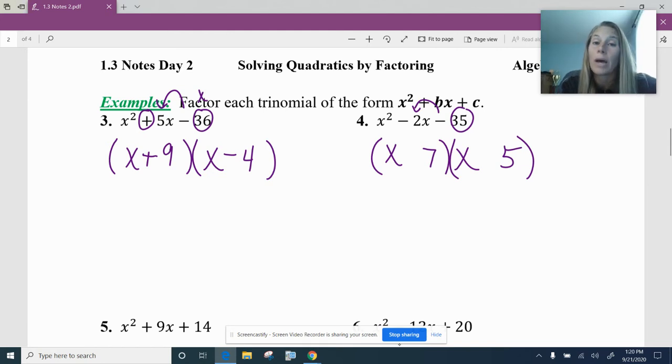Now I know one's a positive and one's a negative, but this sign here tells me which one is which. So if this sign here is a negative, my bigger number, which is 7, has to be negative, and the 5 would have to be positive, because negative 7 and positive 5 would add up to negative 2, but they would multiply to get me negative 35.